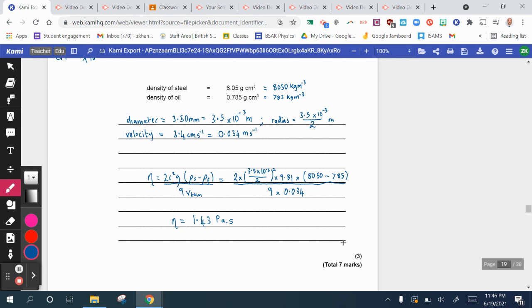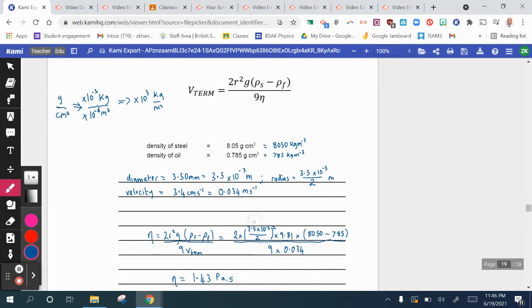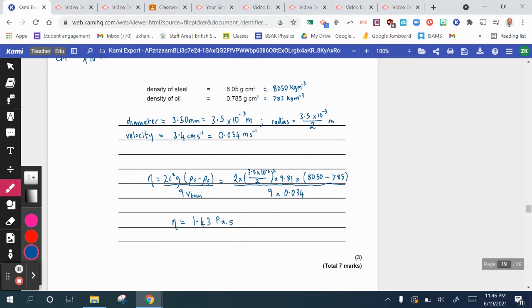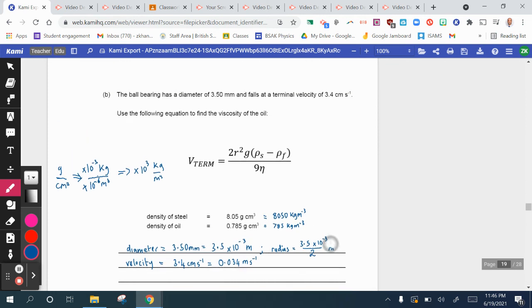Then putting everything in, I've rearranged the formula as well. The viscosity is equal to 2r squared g times the difference in the density, divided by 9 times the terminal velocity. I put the numbers in, and we get a number of 1.43. The unit for viscosity, which is not given to us in this question, is Pascal seconds. You could convert that into standard units, but it doesn't really ask for that.